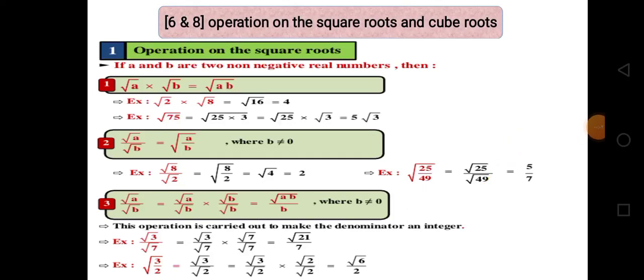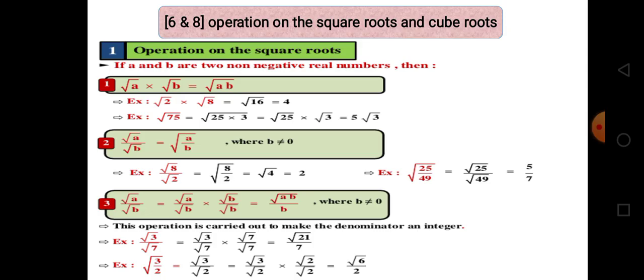Today we will study operation on the square root and the cube root. Let's start with operation on the square roots. If a and b are two non-negative real numbers, then first, root a multiplied by root b, you can write it as root ab. For example, root 2 multiplied by root 8. First, put the symbol of root and multiply 2 by 8 equal 16, so it became root 16 equal 4.